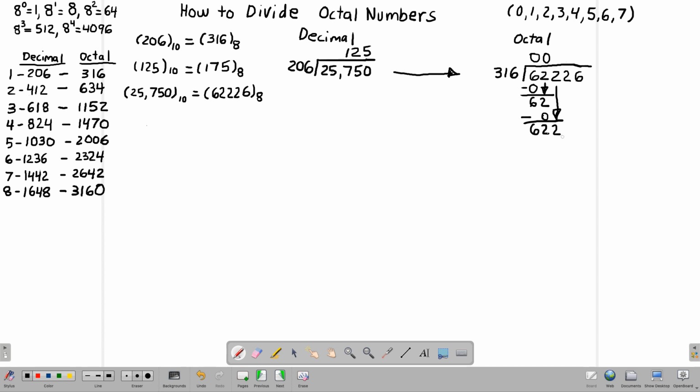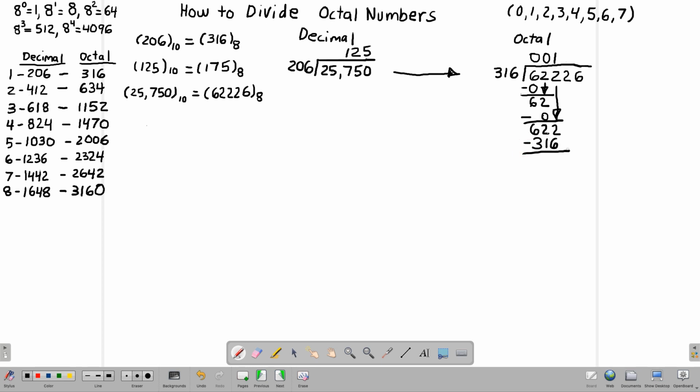So what this says is since this is less than 634 in octal, that means that 316 divides into 622 one time. So let's put the value 1 right at the top. We have 316 times 1, and that equals 316. And of course, we're going to subtract.